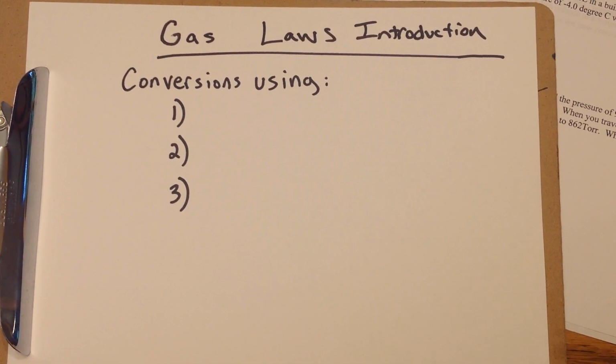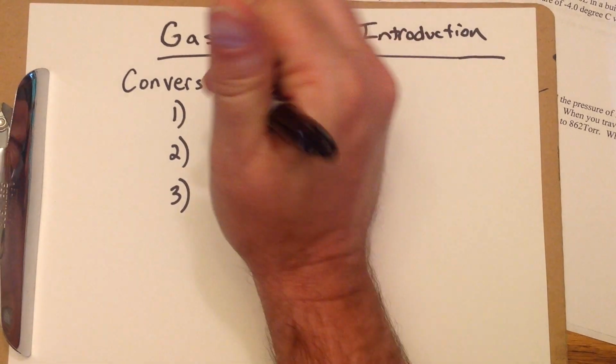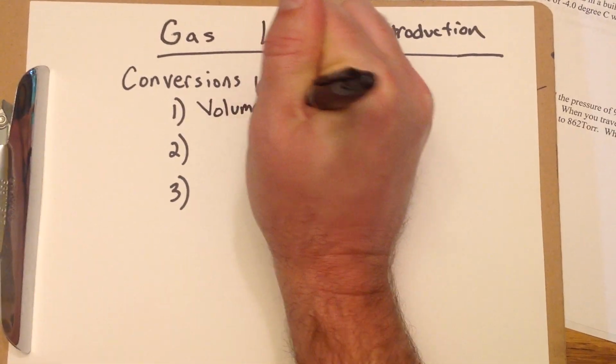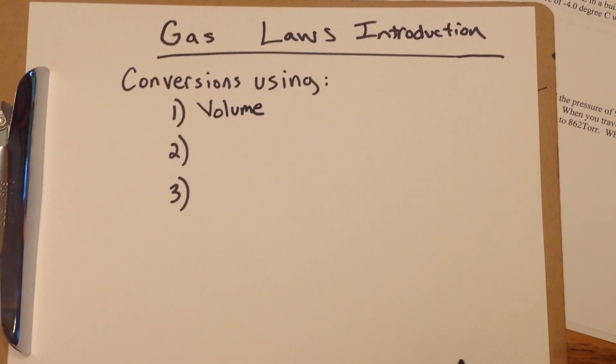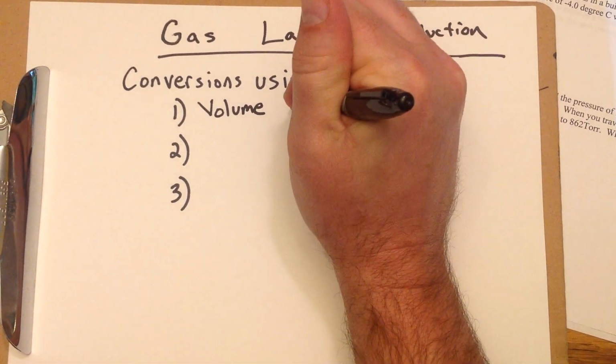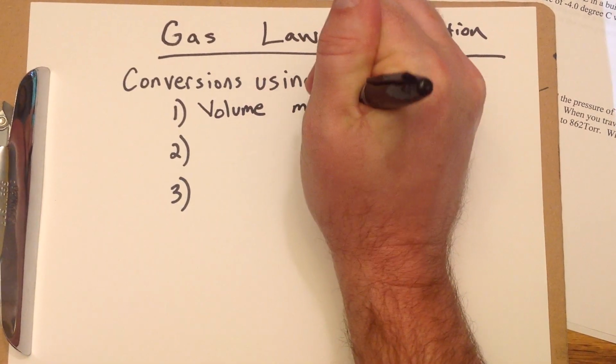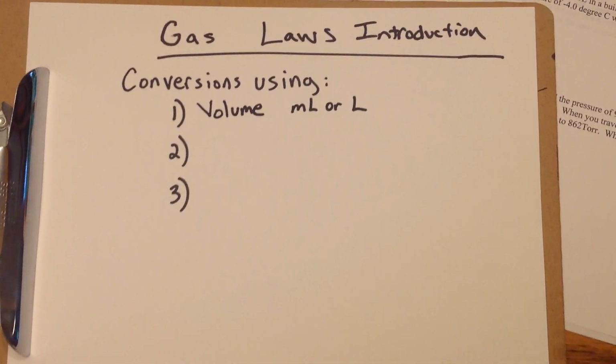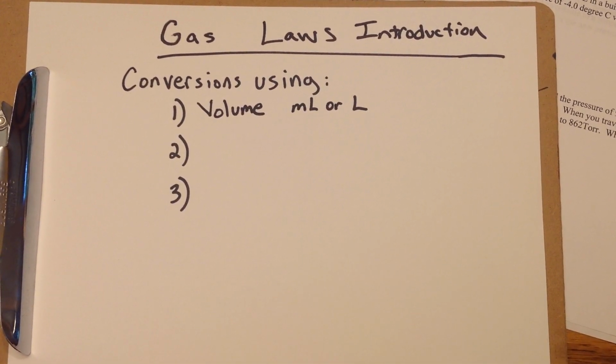Hopefully you're thinking of three things when you hear of gases, or three things that affect gases. And the first one would be volume. So if you look at how we're going to measure volume in this lesson, we normally use either milliliters or liters. Remember, there's 1,000 milliliters in 1 liter. So those are a couple of things we'll be using for volume. Occasionally we may use a centimeter cubed. Remember, that's the same as a milliliter.